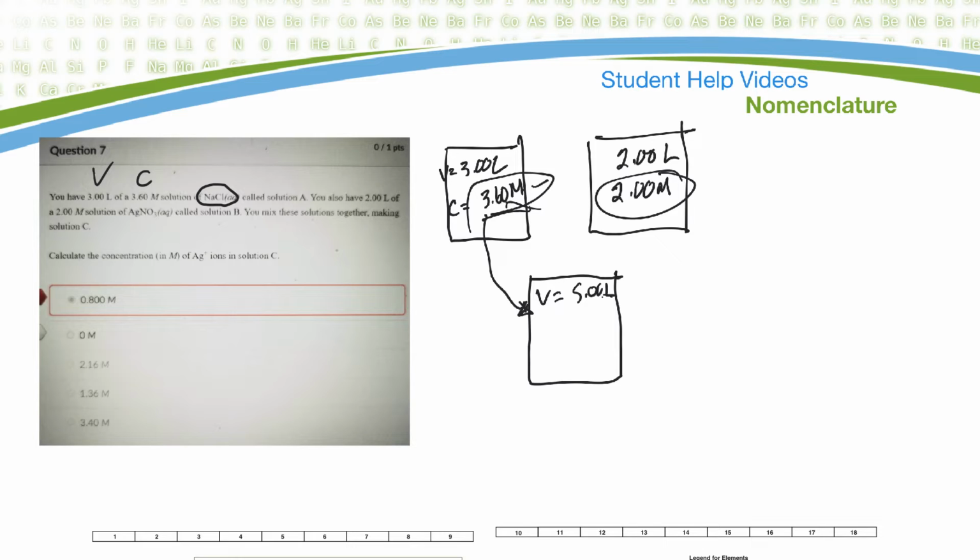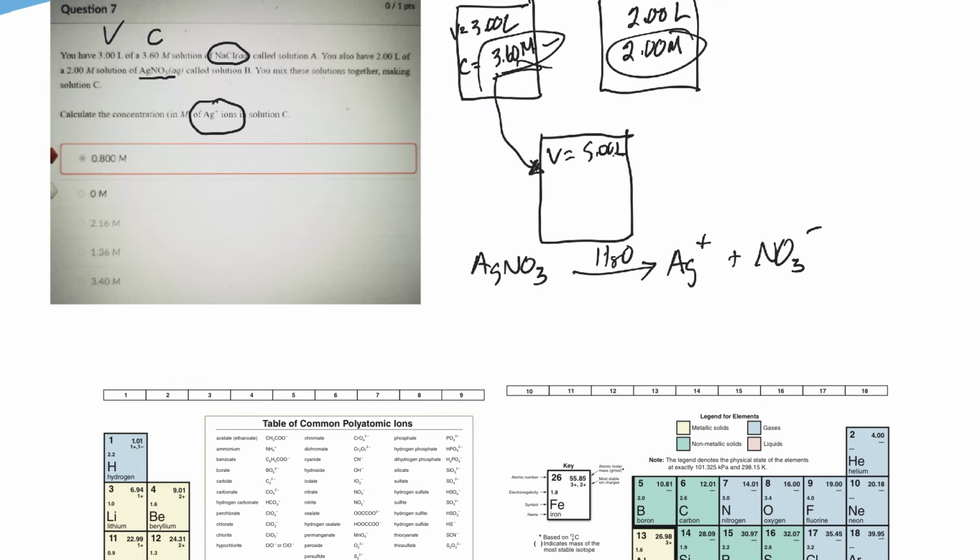So what I like to do is determine, and they're asking, what's the concentration of silver ions? So really the only one I'm interested in is the silver one. So it's solution B. I'm going to write silver nitrate. It'll dissociate in water to form silver ions and nitrate ions. And it says the concentration of silver nitrate is 2 molar.